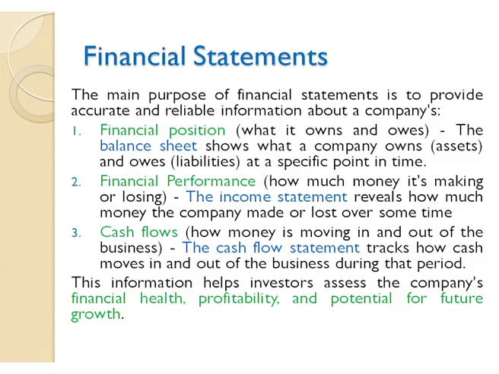2, the financial performance, that is how much money it's making, that is the profit or loss. The income statement reveals how much money the company has made, that is the profit or loss over a period of time. The third one is the cash flow statement, that is how money is moving in and out of the business. The cash flow statement tracks how cash moves in and out of the business during a particular period of time.